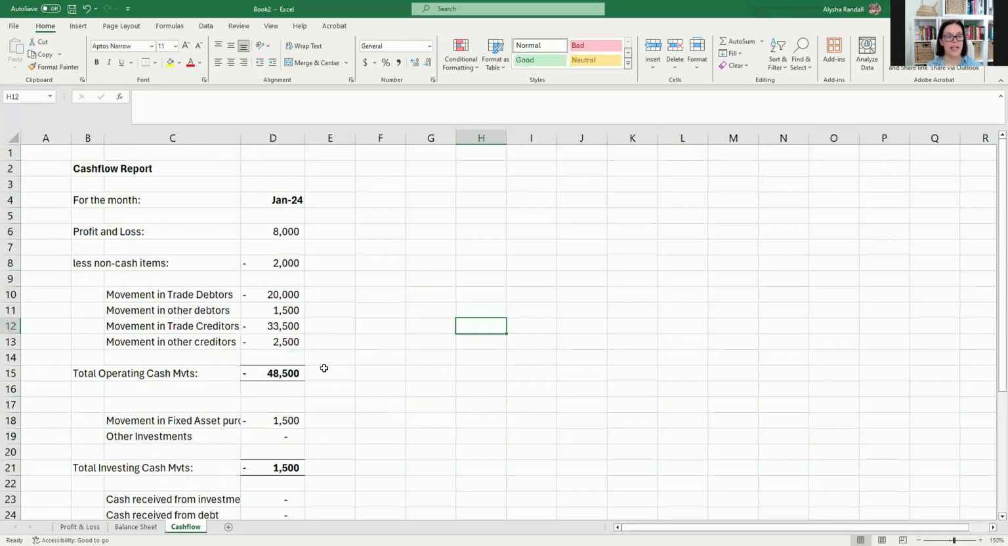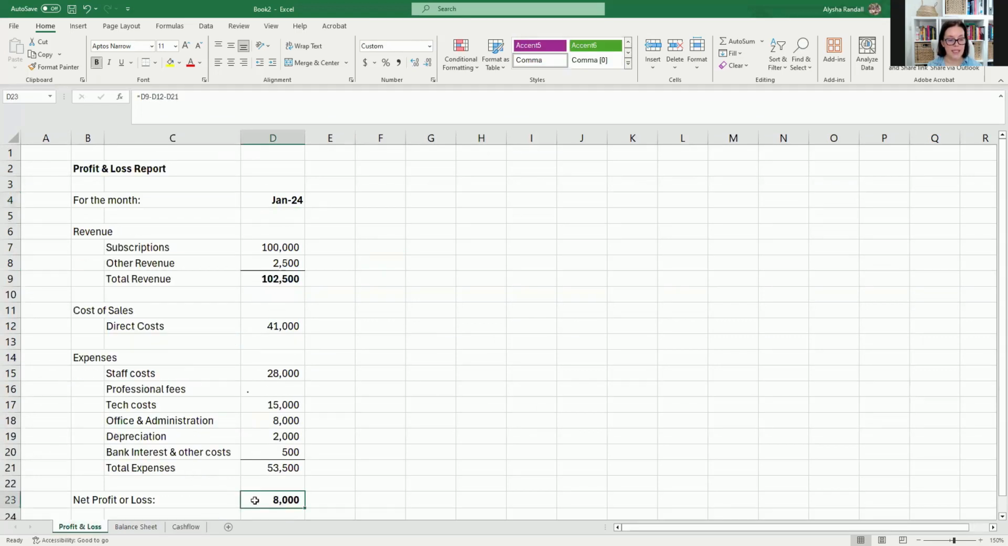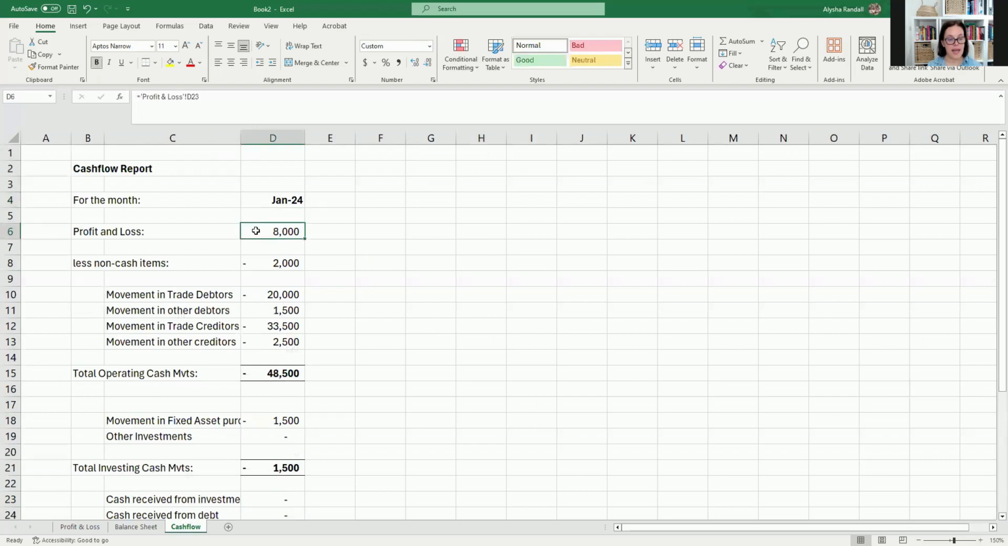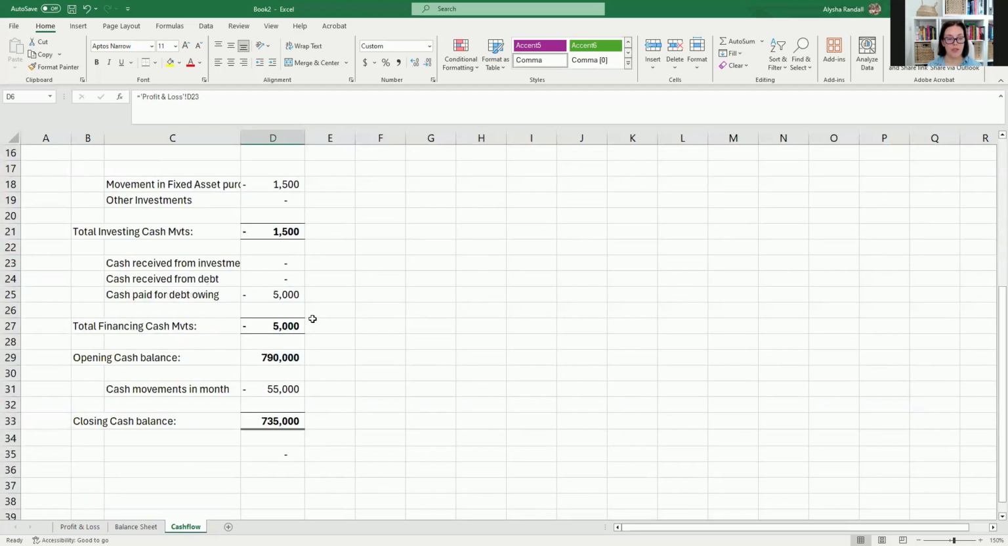And then finally is your cash flow report. So the same as the P&L, this just shows you for the particular month. It takes the profit that you've got from your P&L, puts it at the top of the report, and then it looks at all of the cash movements. So essentially what this should be showing you is your cash burn for that particular period.